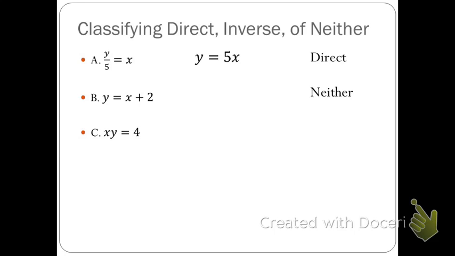For this last one, if you remember, that's one form of the inverse variation. If you don't, you can certainly rearrange it. But again, you can throw in numbers and give it a try. So let's say x is 1. Well, what does y have to be to have it equal to 4? Well, y has to be 4. So we've got 1 and 4.